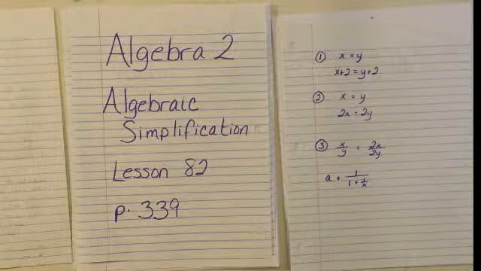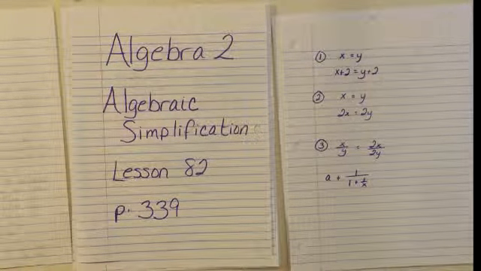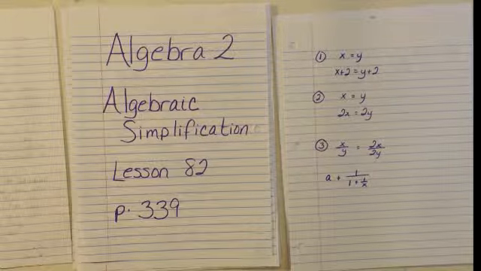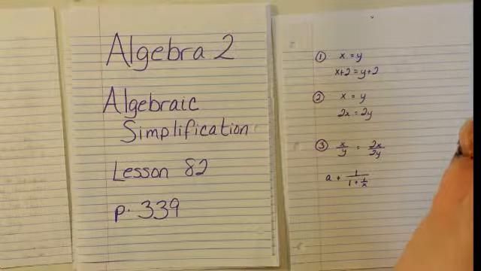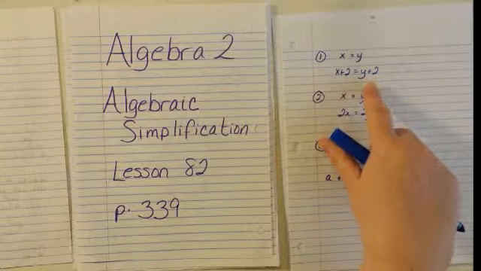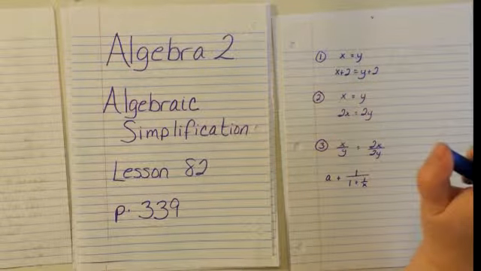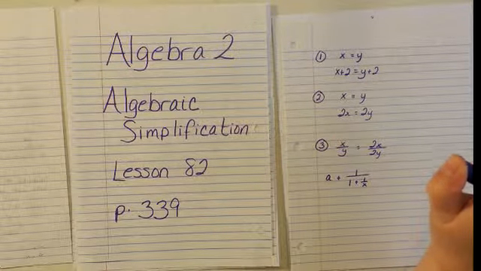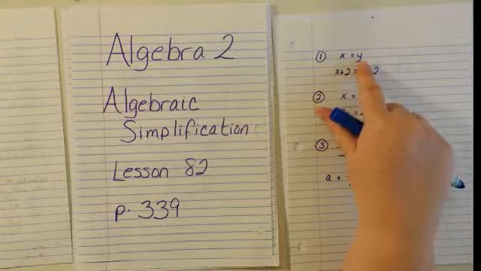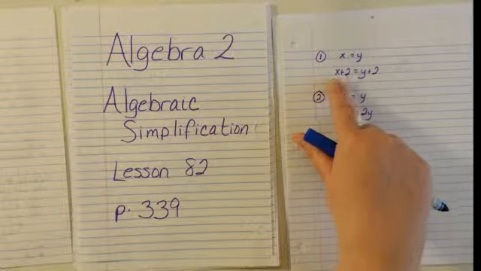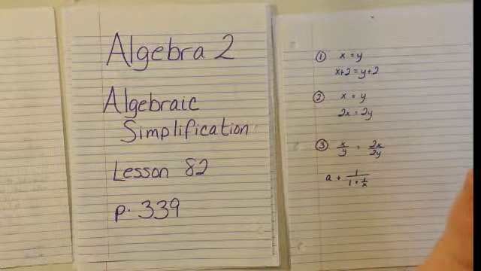There are three rules in algebra that we use the most often. The first two apply only to equations. Number one, the same quantity can be added to both sides of an equation without changing the value of the solutions of the equation. So if we have x equals y, then we can say that x plus 2 equals y plus 2.